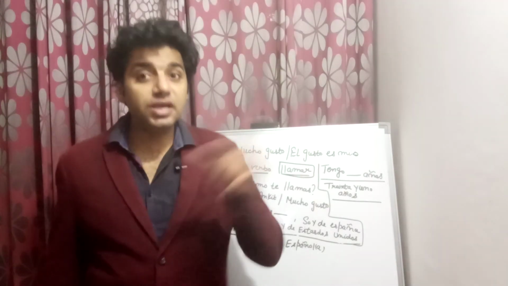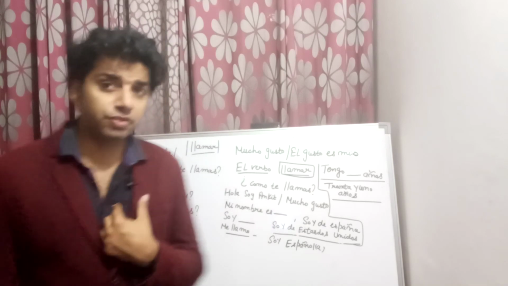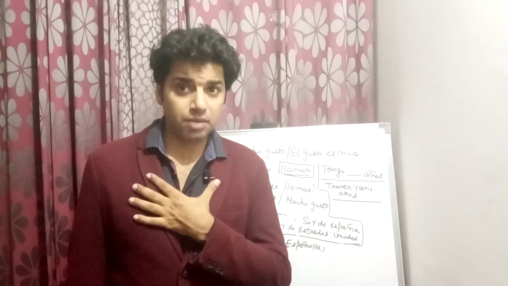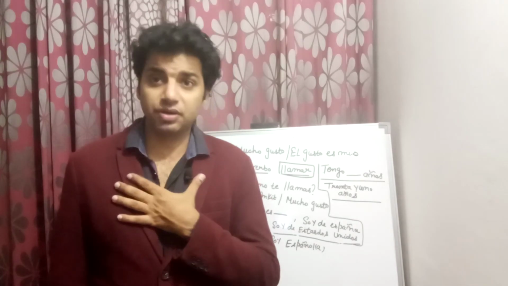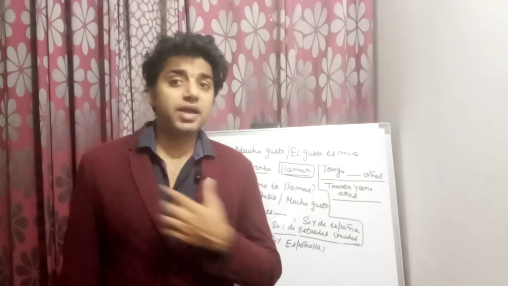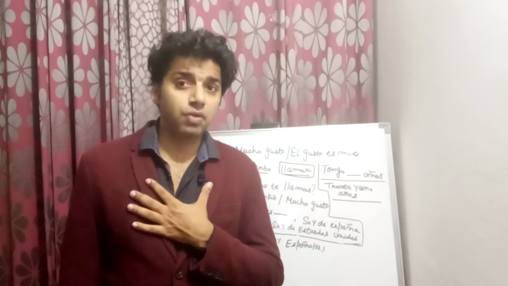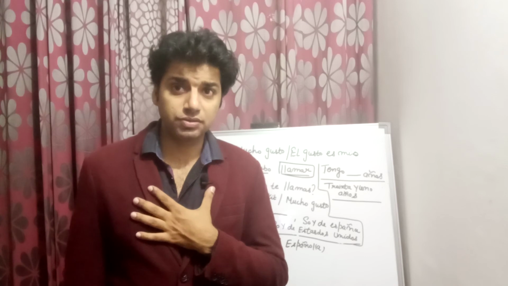How to say age. For example, my age is 31-year-old. I am Ankit. Me llamo Ankit. Mi nombre es Ankit. My name is Ankit. Soy Ankit. My age, I am 31-year-old. I'm saying I am 31-year-old. So what I will say?